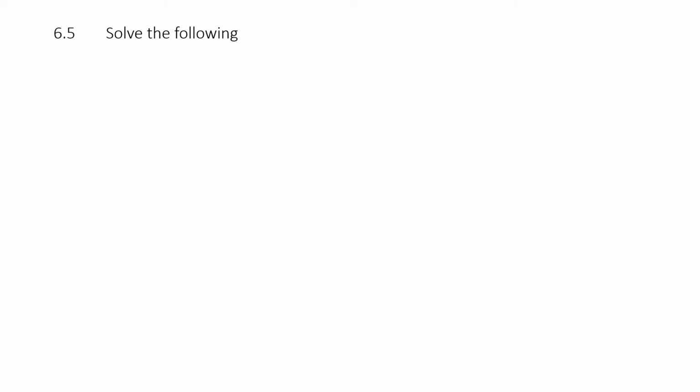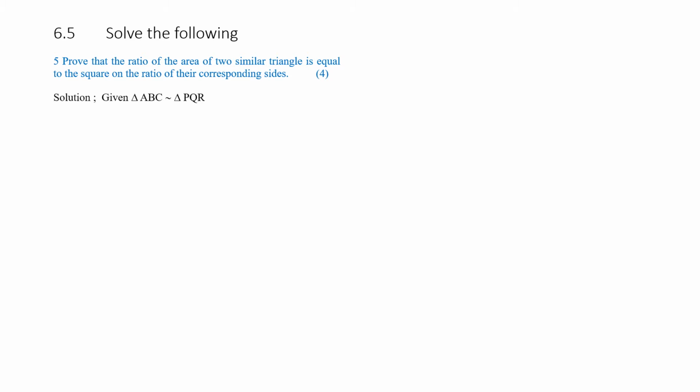6.5. Solve the following. Question number 5. Prove that the ratio of the areas of two similar triangles is equal to the square of the ratio of their corresponding sides. This is a 4-mark question. Let us solve it.